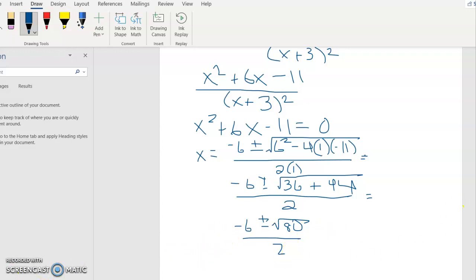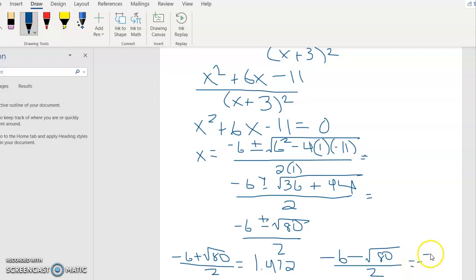And now let's put this into the calculator and get the two critical values that come from this. So let's see, we have negative 6 plus the square root of 80 divided by 2. And then we have negative 6 minus the square root of 80 divided by 2. All right, so I'll put the first one in, and that one is 1.472. And then I'll go ahead and do this one in my calculator, and that's going to give us negative 7.472. So there's our two critical values.